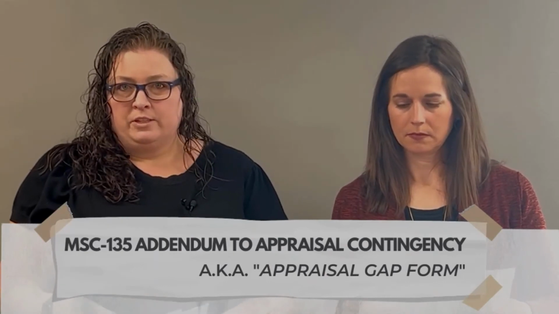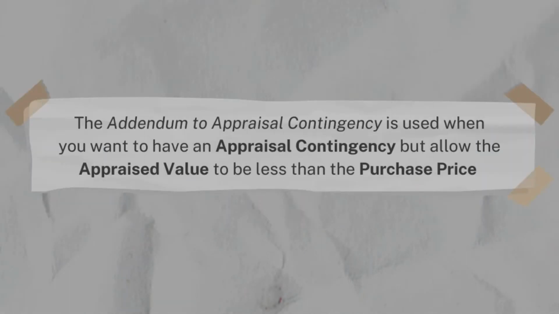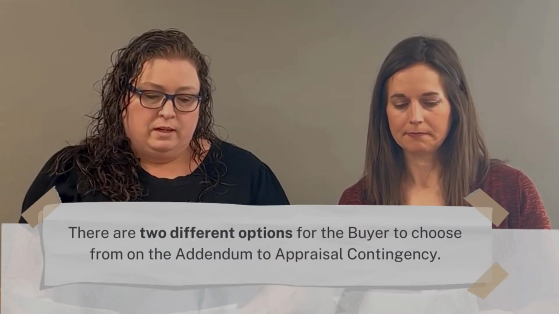Okay, now we'll dive into the addendum to the appraisal contingency, which some people also know as the appraisal gap form. The appraisal addendum is used when you want to have an appraisal contingency that is different than the purchase price. So your appraised value could actually be lower than your purchase price. So you have two different options on this form as far as how you want to accept it.